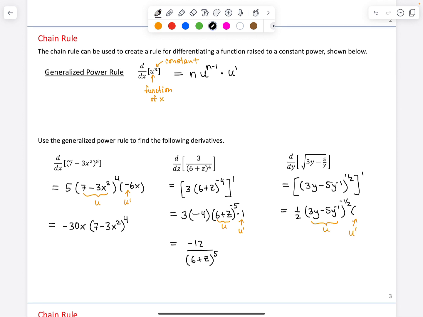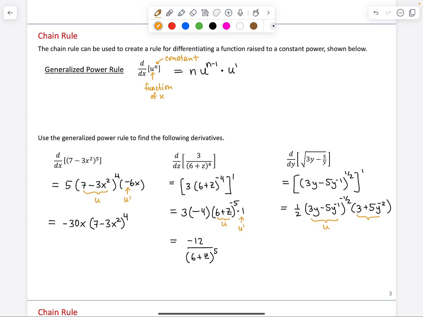I'll use some parentheses for this. The derivative of 3y is just 3, and then the derivative of negative 5y to the minus 1, use the power rule on that. Negative 1 times negative 5 is positive 5, and then the new power goes from negative 1 down to negative 2. So all of this is my u prime.